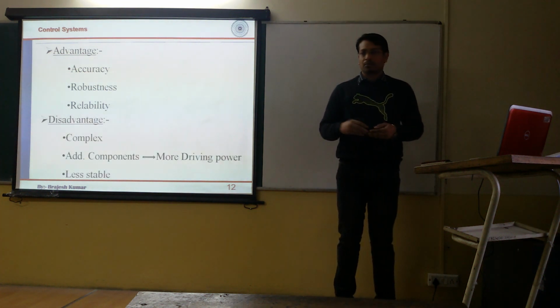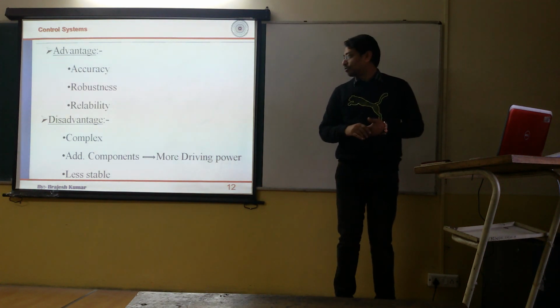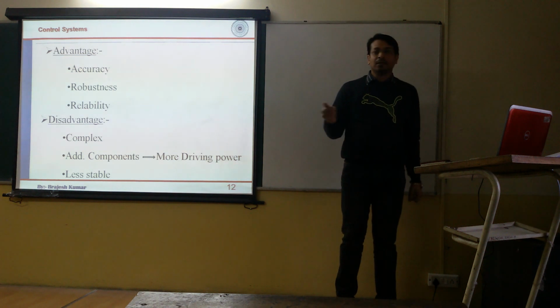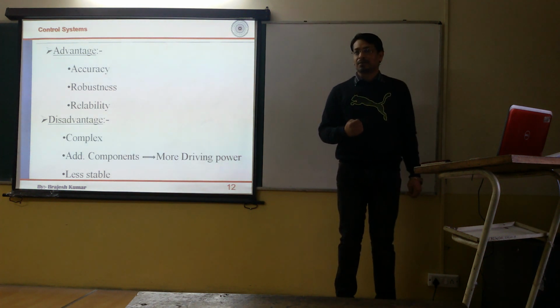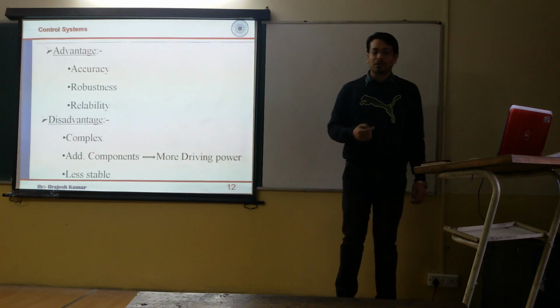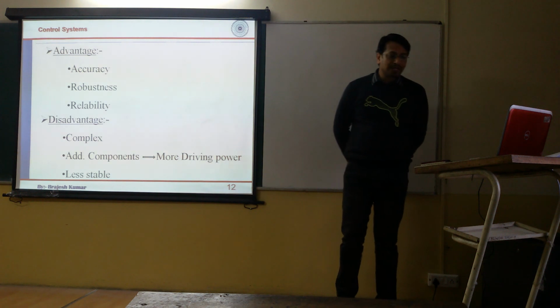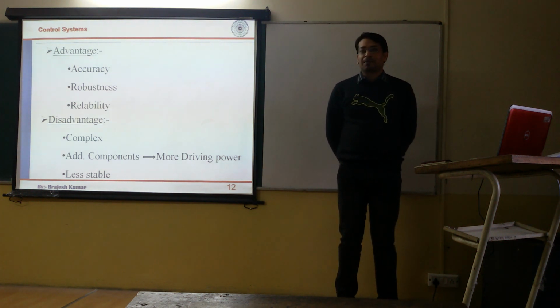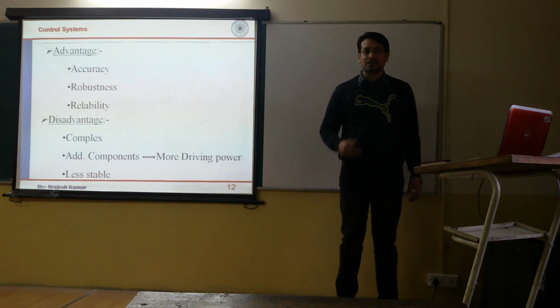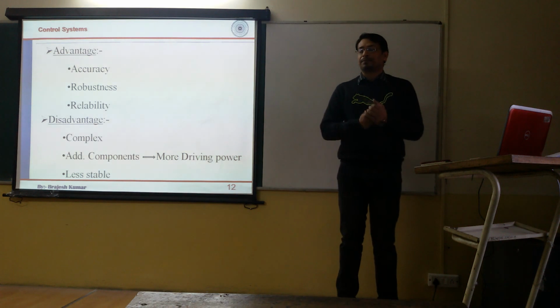Some limitations, or disadvantages, of this closed loop control system: since one additional component is added, you need to add a feedback sensor and some analog to digital converter, or digital to analog converter, according to the need. So your system is going to be more complex, and due to the addition of these components, it will also draw more power. Due to the presence of the feedback sensor, you know that the nature of a feedback sensor is to generate noise. So to remove the noise, you also need some low pass filter and the like. It will increase the number of components, and of course it will be less stable.